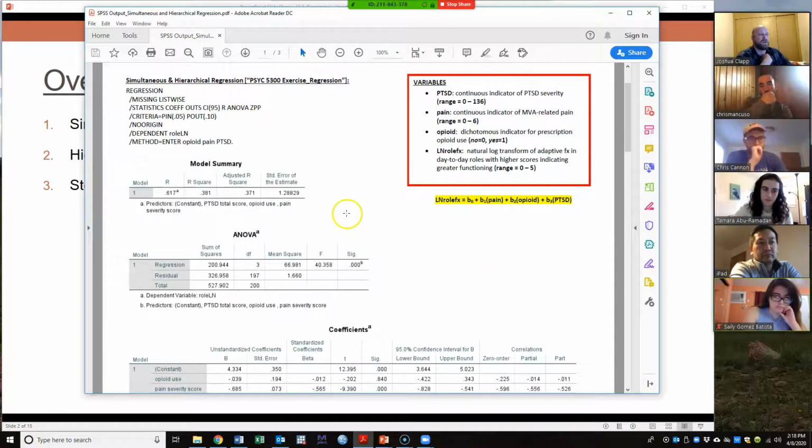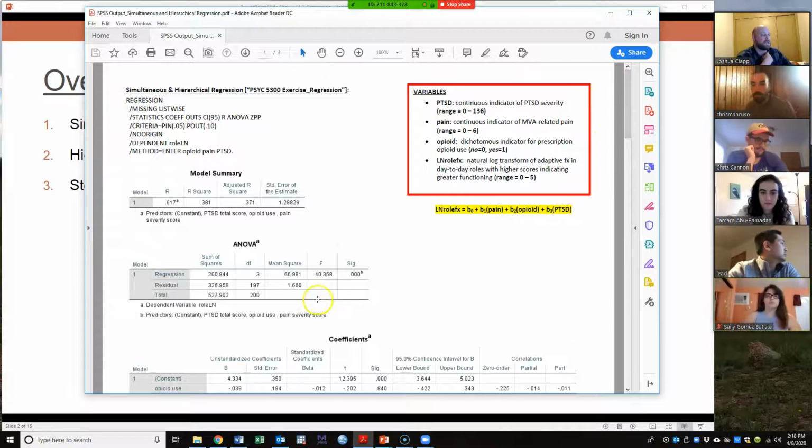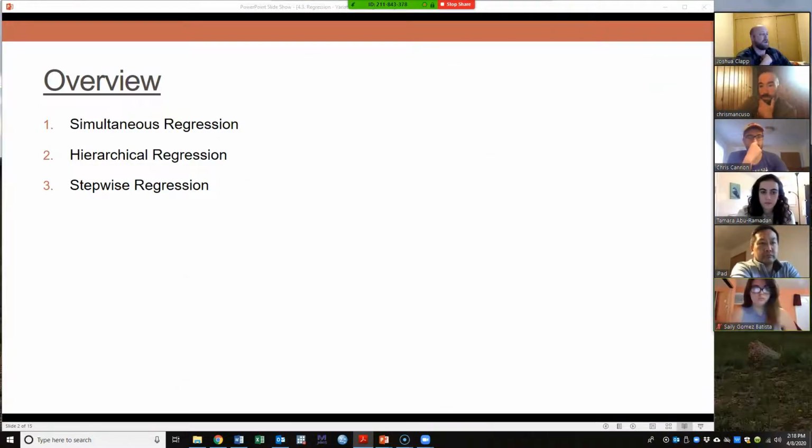The worksheet that was posted to Wild Courses is a simultaneous and hierarchical regression sheet. This is the one I went through and did a walkthrough in SPSS and STATA. We're going to go through basic tables in the lecture today. But if you want a tutorial on what options to select in SPSS and so on, that video is going to be a good reference for that material.